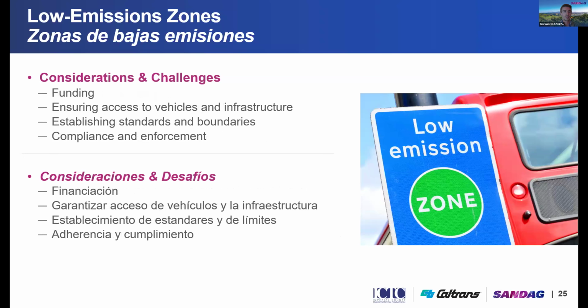But ensuring access, it's great to incentivize low emission sites, but it's also important to make sure that folks who want to participate, some of these operators, have access to the vehicles and infrastructure. And so this is probably best done in combination with other policies and programs to make sure that zero emission vehicles are available.